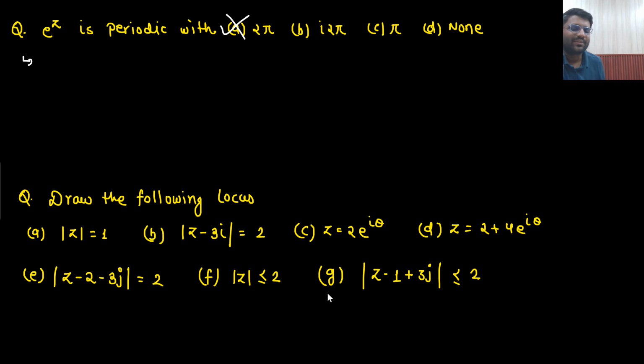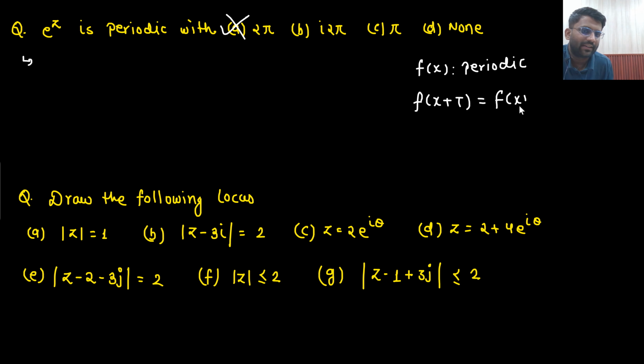It is e to the power z, no. Z is a complex number here. E to the power z it is giving. Like if I say f(x) is periodic, what does that mean? That means in place of f(x), if I put f(x plus T), then I should get f(x) again, right? And this T is known as time period.